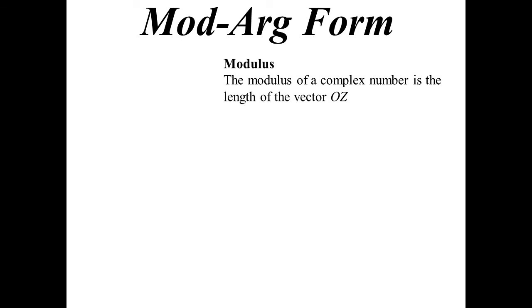So now we know we can place numbers on this Argand diagram. And what that does is it allows us to describe them in a different way, what we call mod-arg form. So the modulus of the complex number is the length of the vector, if you were to join it up to the origin. So there's our complex number, call it x plus iy. We could create a vector, join it up to 0, and the modulus would be the length of that vector.